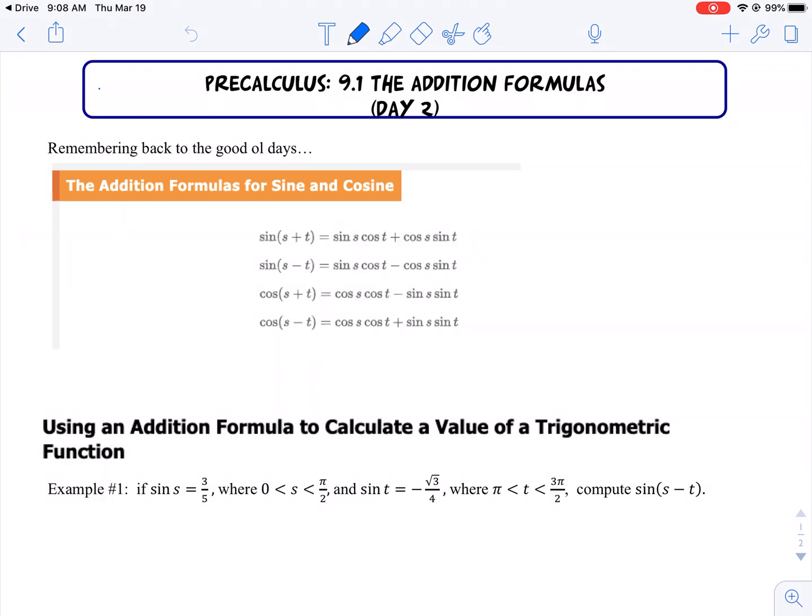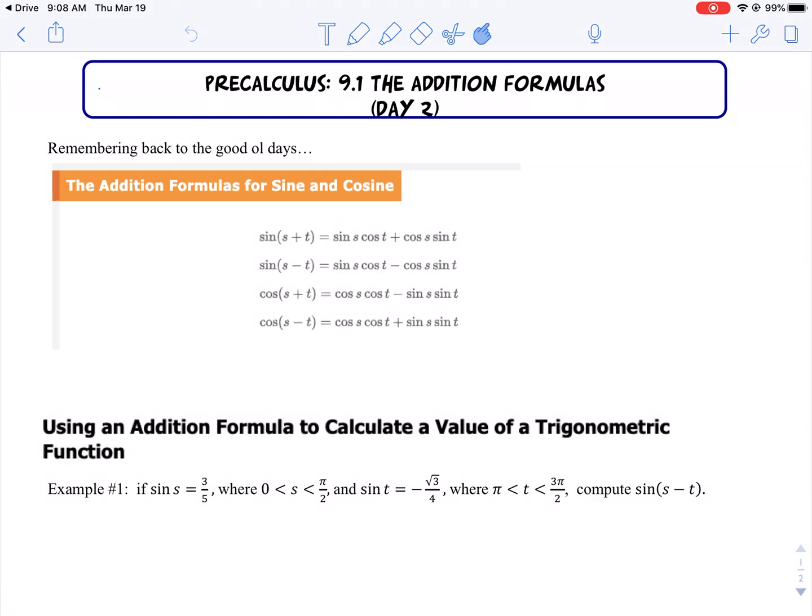Remembering back to the 9.1 day 1 video, these are a couple new formulas for you to know. You will either be given a half sheet with all the formulas for chapter 9 or it is on Schoology for you. Please use those. We don't want you to memorize these formulas. Just use the cheat sheet and make sure you know how to use the formulas.